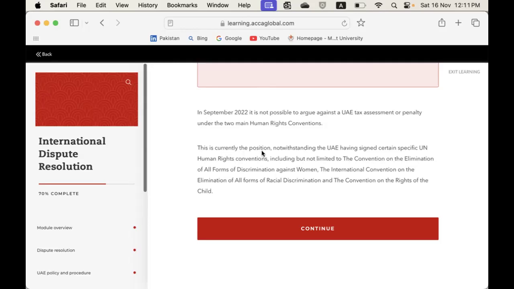This is currently the position, notwithstanding the UAE having signed certain specific UN human rights conventions, including but not limited to the Convention on the Elimination of All Forms of Discrimination Against Women, the International Convention on the Elimination of All Forms of Racial Discrimination, and the Convention on the Rights of the Child. So various conventions are there, but it seems that until the writing of this article, and to my knowledge even to date, if penalties are imposed by the federal tax authorities, you cannot prepare your defenses under the human rights conventions or other conventions which have been named here.